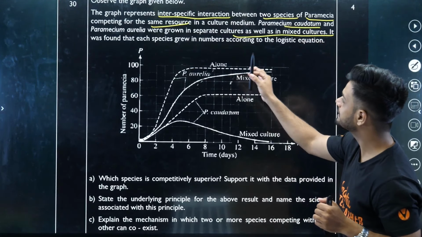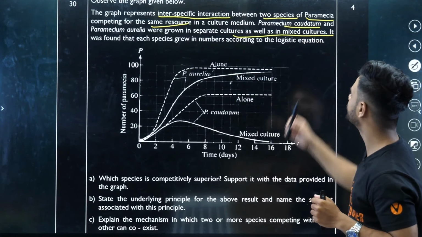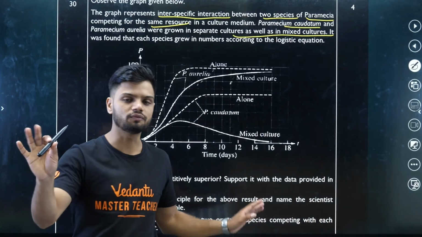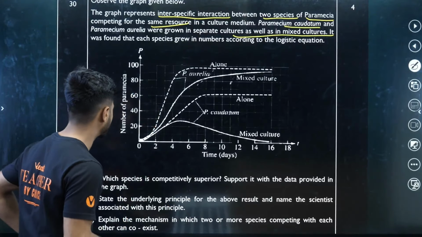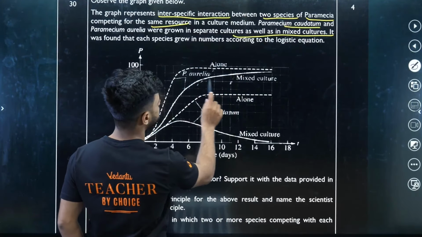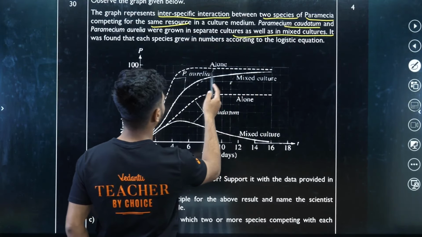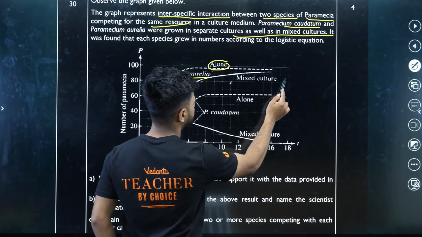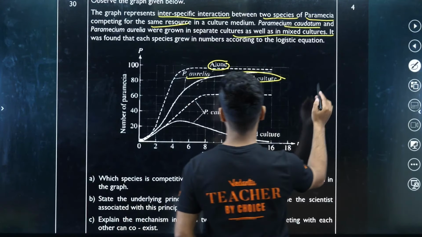It was found that each species grows in number according to the logistic equation. They are not telling us how much they grow, they are giving you a graph. Rest you should figure out. What is the graph? Let's decipher the graph here. Now first we have two different lines here. One is for Aurelia, when it is growing alone, and when it is growing in a mixed culture. So let us write down here.